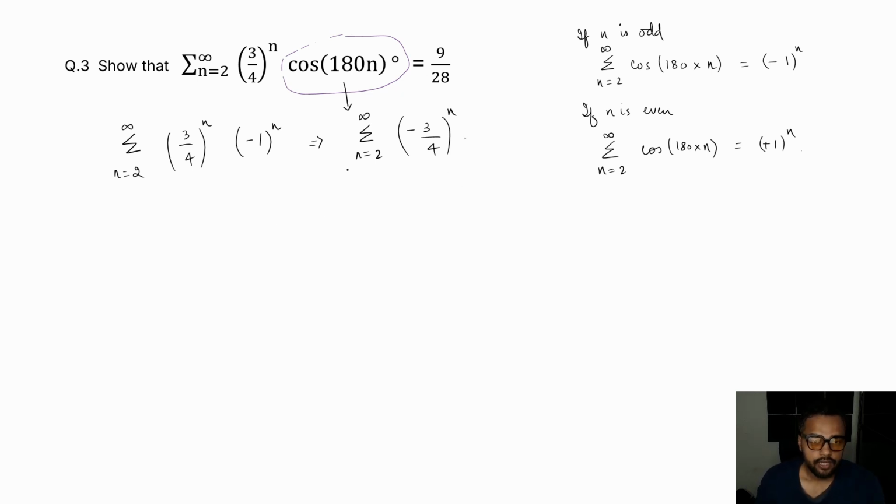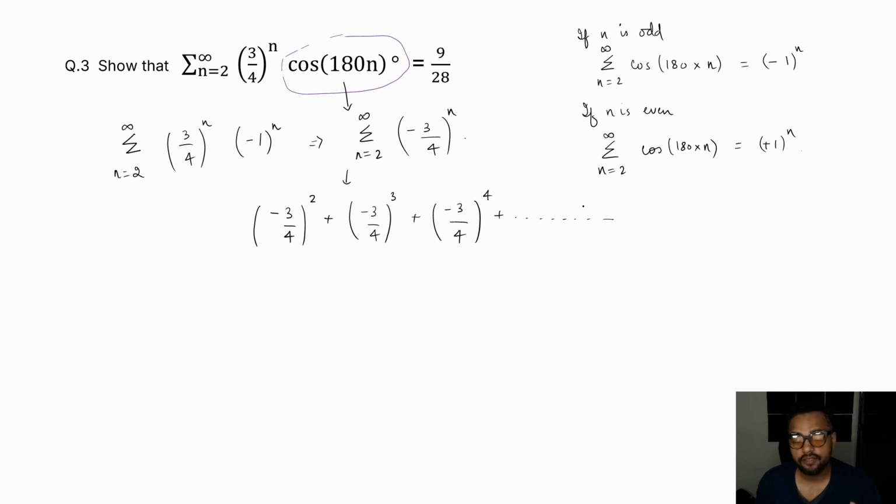Now let's write a few terms for this, with expansion. So we'll be getting negative of 3 by 4. The first term here will be n equals to 2, so it will be negative of 3 by 4 squared, plus the next term, n equals to 3, negative of 3 by 4 cubed, plus negative of 3 by 4 power 4, and this is how the series will go on till infinity. This is just for explanation, students.